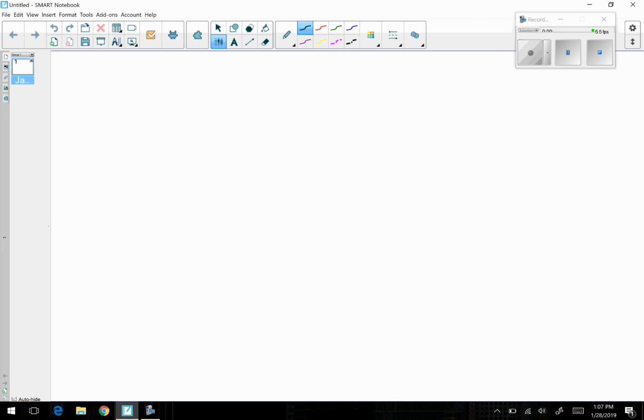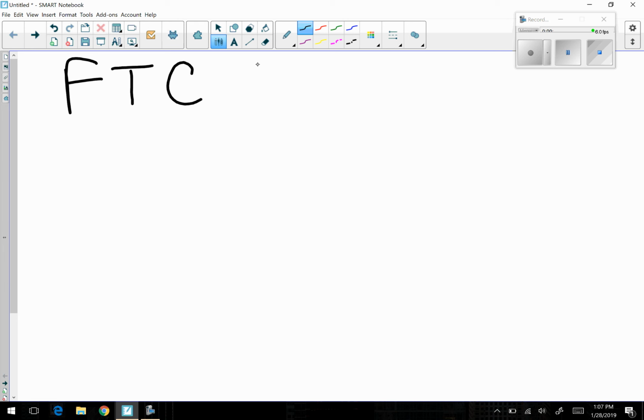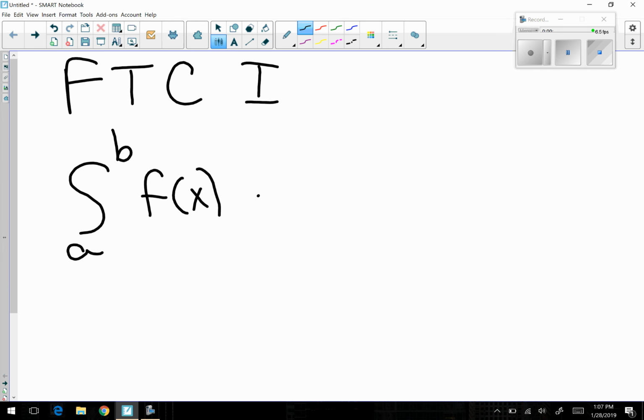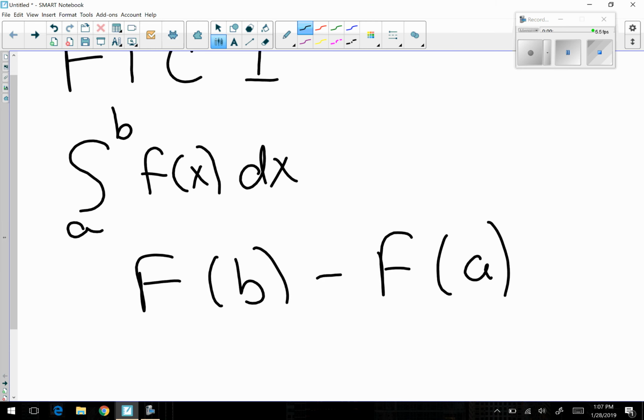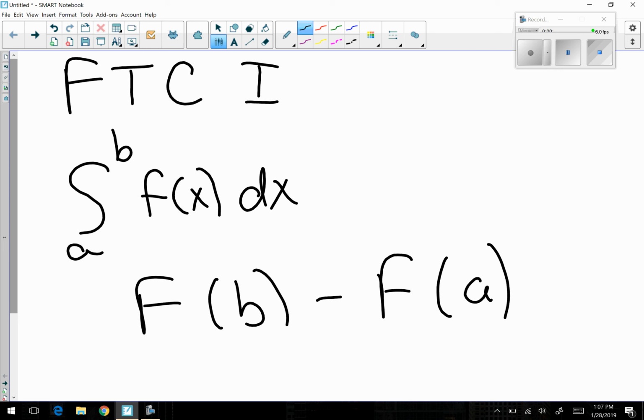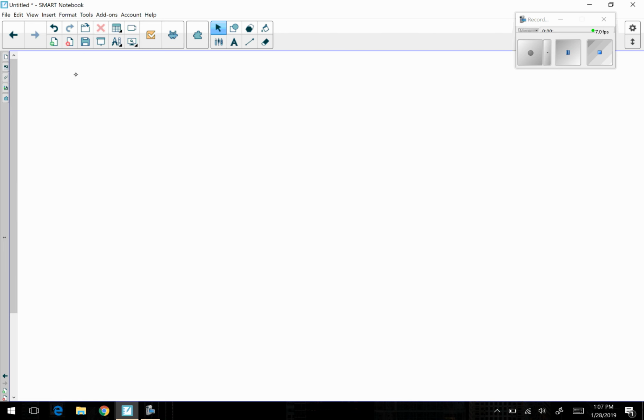So what have we learned so far this unit about integrals? Well, we have the fundamental theorem of calculus part 1, and this tells me if I have some integral from a to b of f of x dx, the way that we solve these is finding the antiderivative, and we evaluate it at b, minus the antiderivative evaluated at a. This is how we solve these. So that's FTC1.